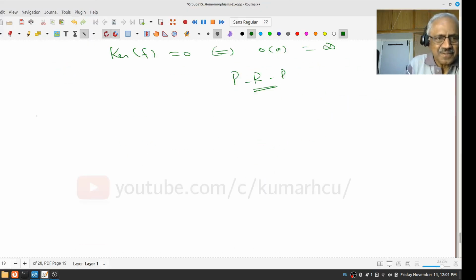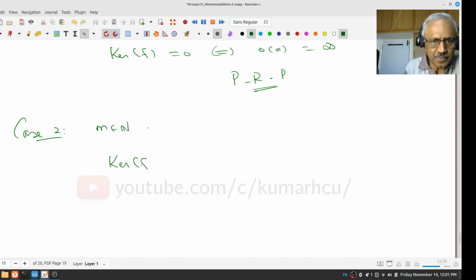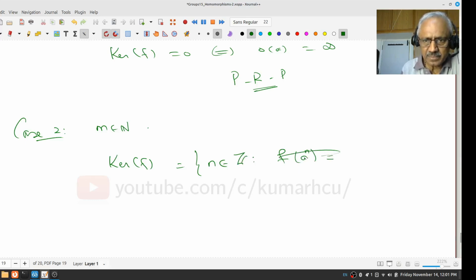Okay. Case 2, m is a natural number. Right. Now what does it mean? What is the kernel of f? Kernel of f is the set of integers n so that f of n, equal to a power n, is identity.